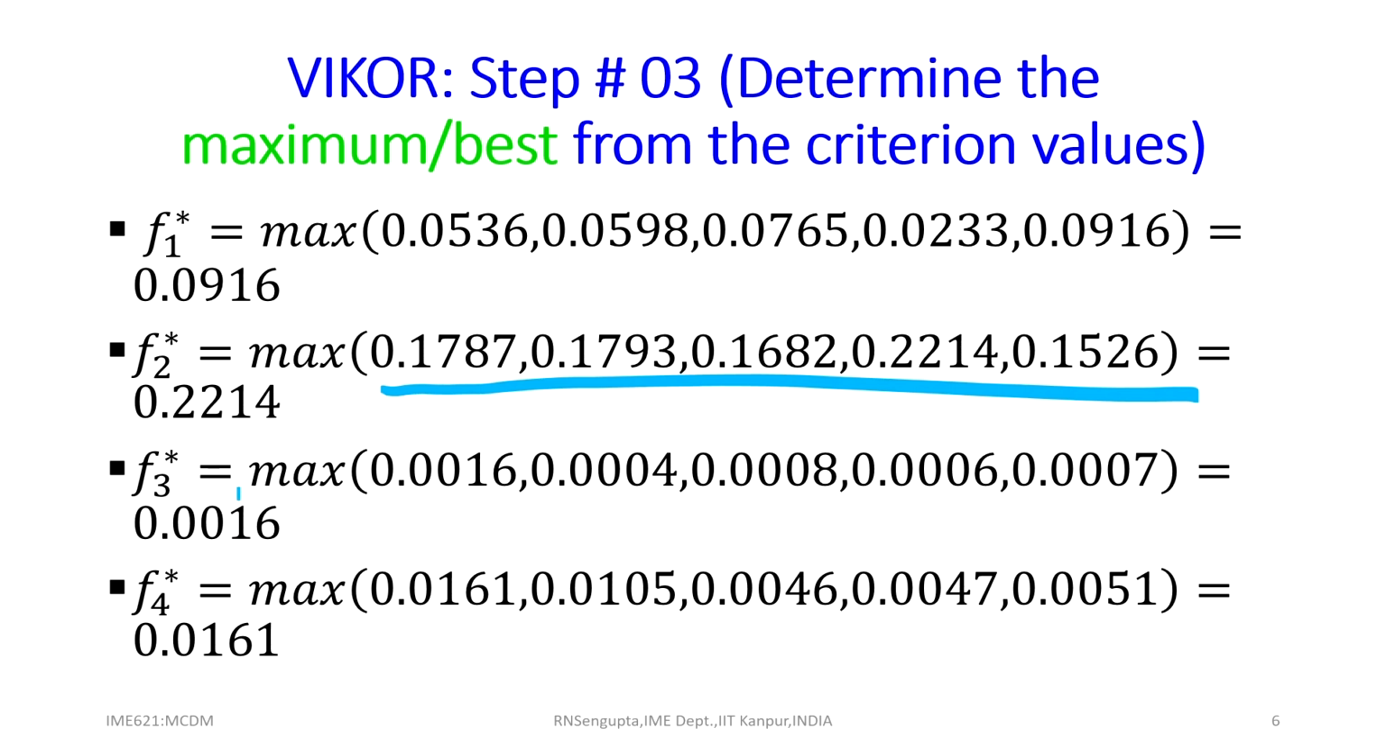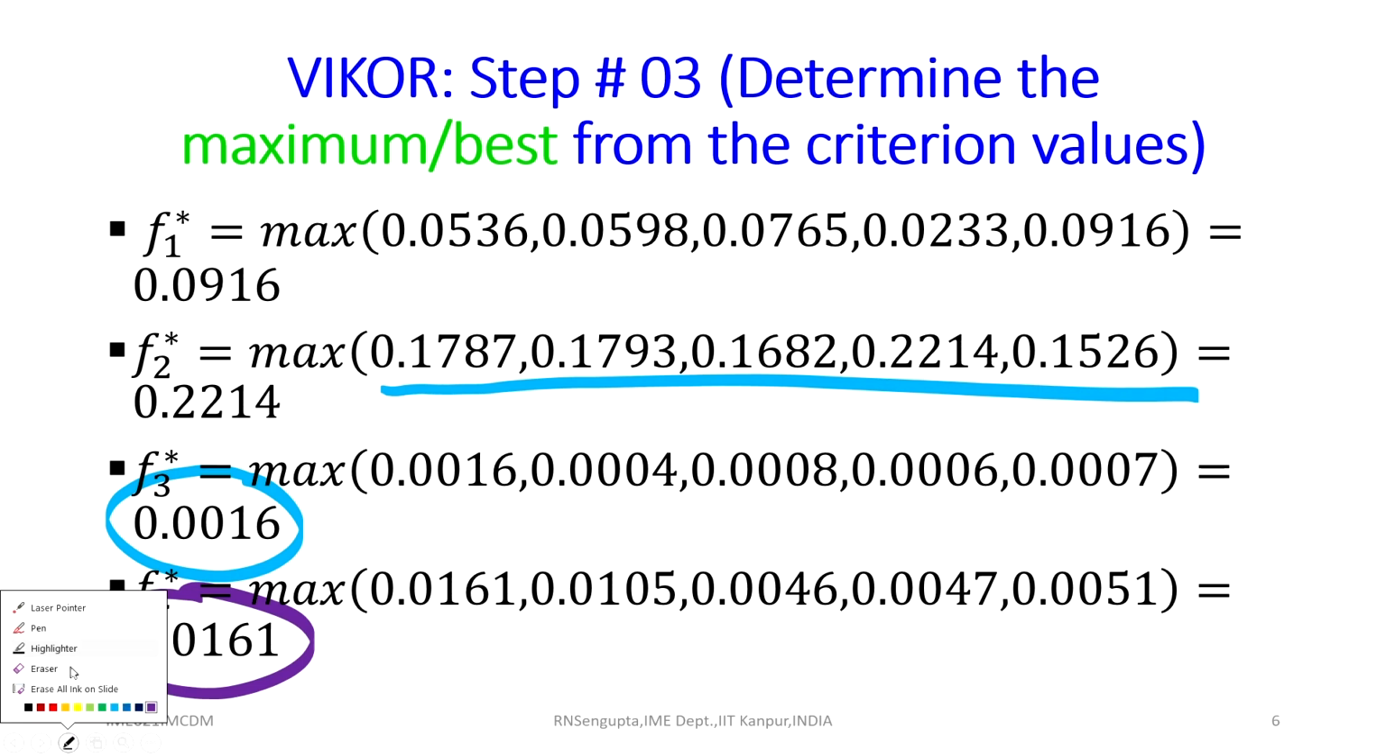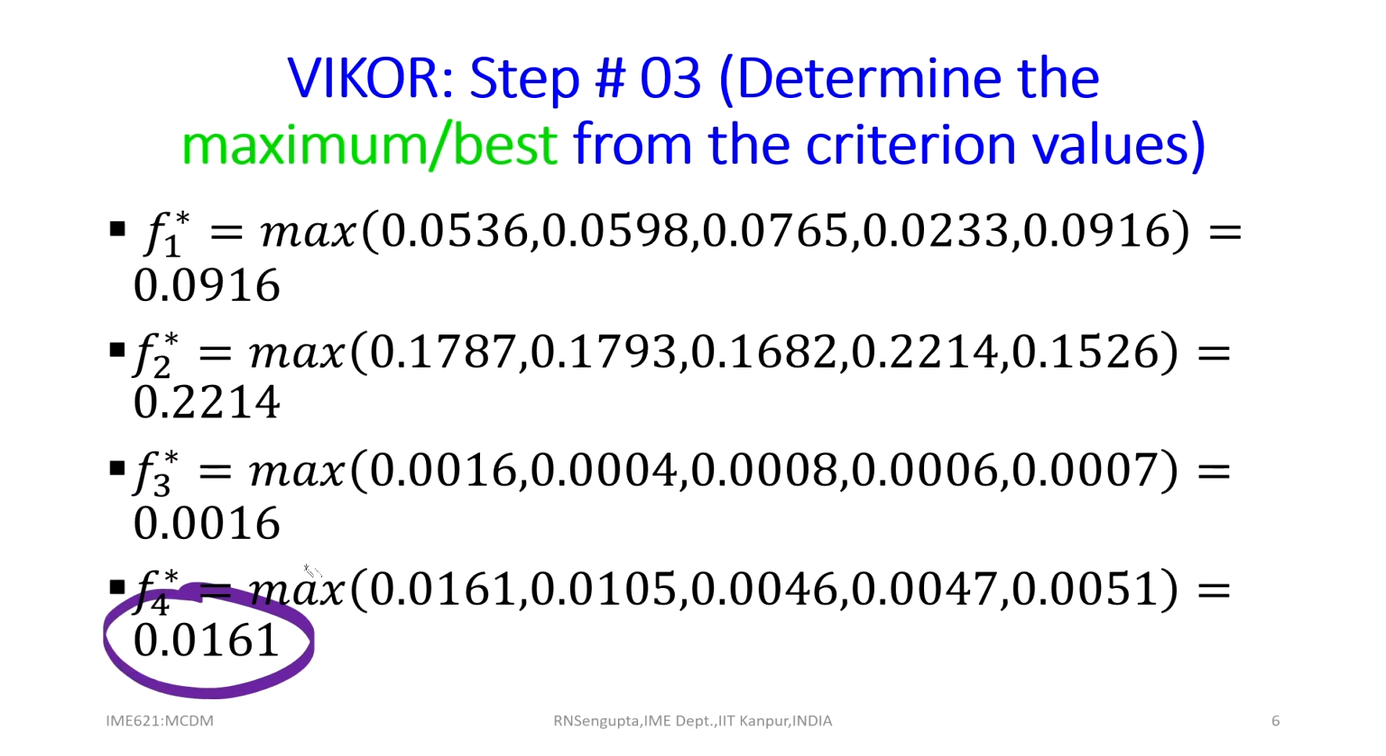Similarly, for j equal to 3, the third criteria, the maximum value found out, again I am using the same blue color, and for the fourth criteria I am marking in violet the maximum value found out. So, the maximum values found out are as this. I will use the same color now just to highlight the values. I am using the green color.